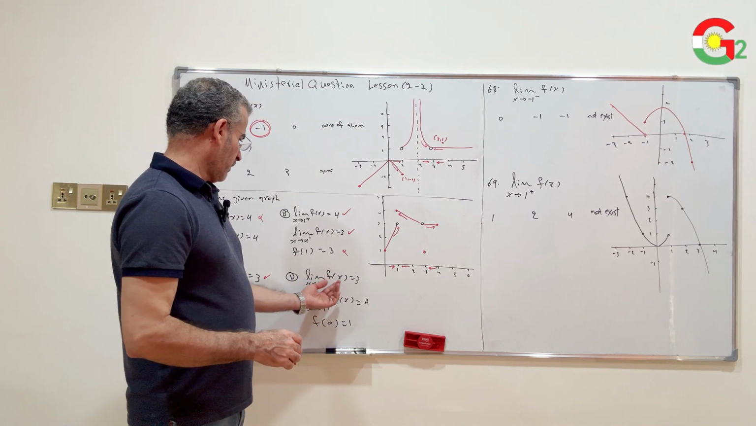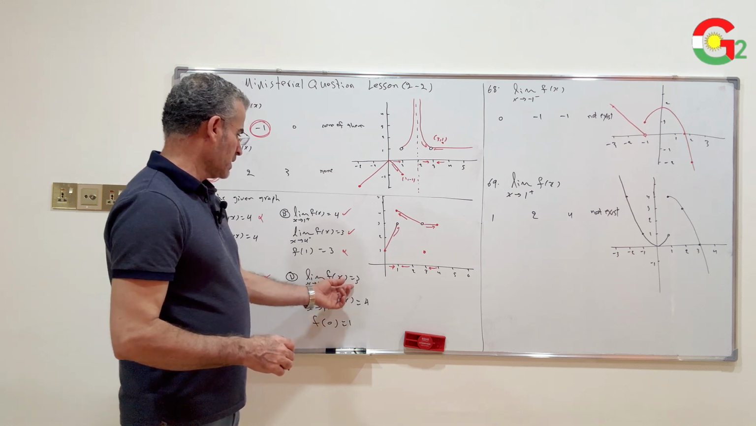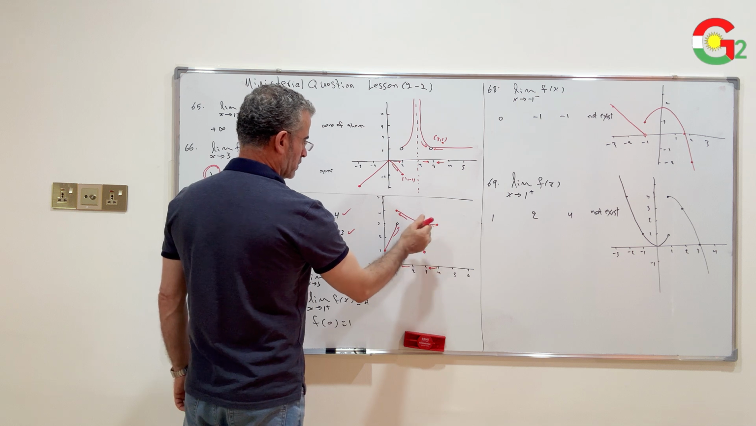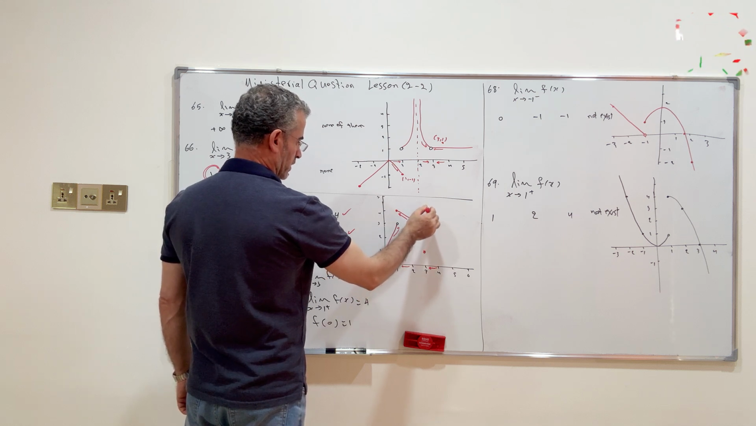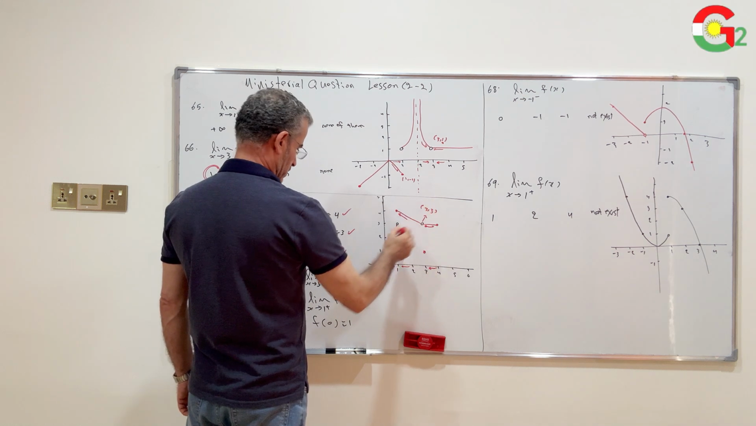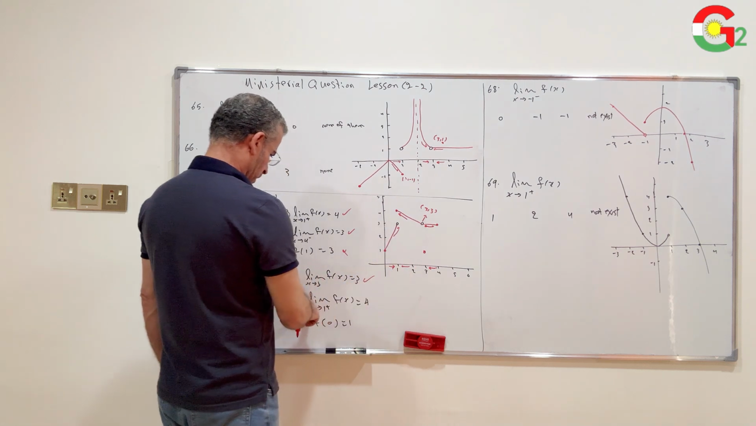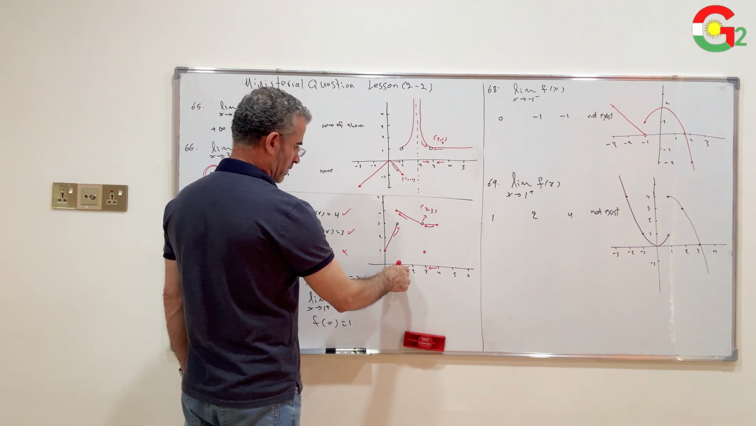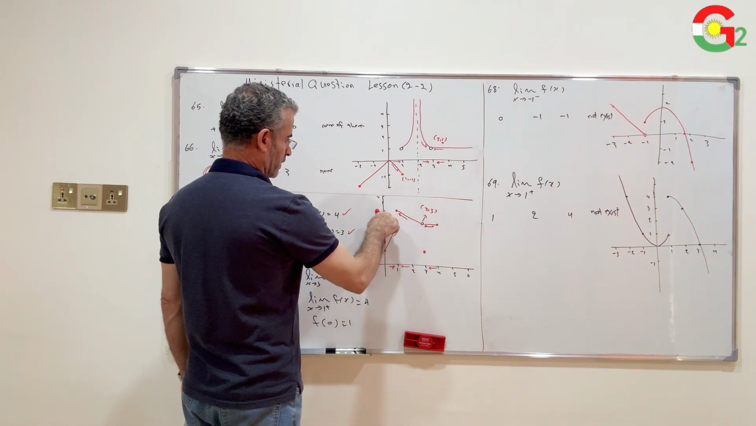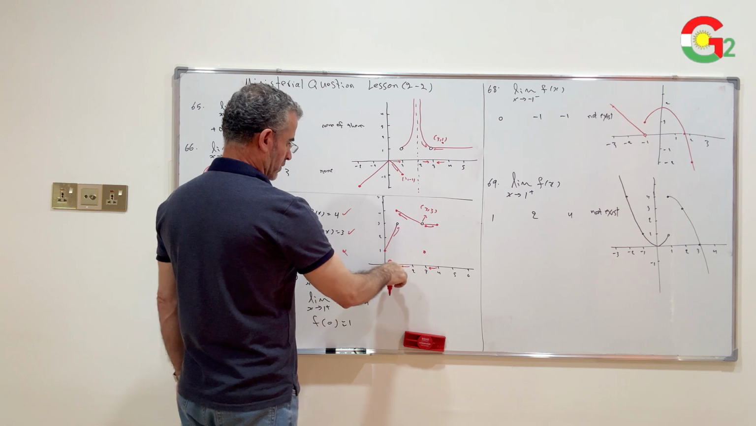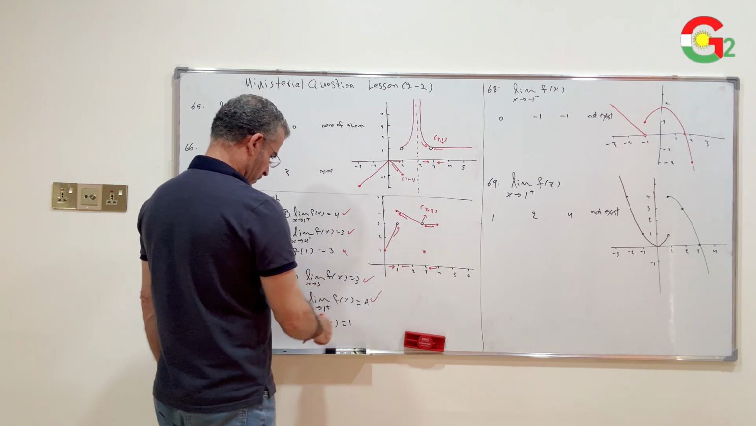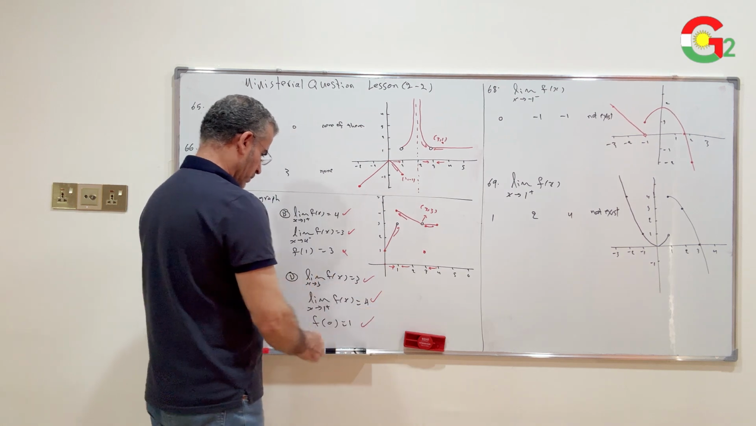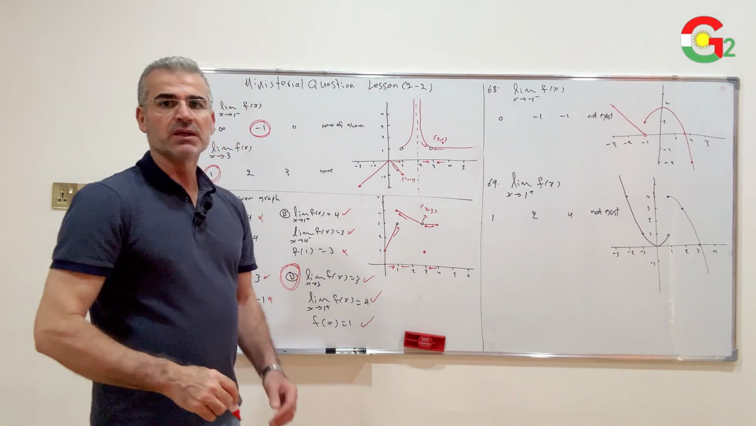Choice D. Limit f of x when x approaches 3 is 3. When x approaches 3 from the right, f of x goes to this point. The coordinates of these points are 3, 3. So it is true. Limit f of x when x approaches 1 from the right is 4. This is 1, this is the right of 1. The function goes to 4. When x approaches 1 from the right, it is true. F of 0 is 1. This is 0, this is f of 0. Also true. The right choice is D.